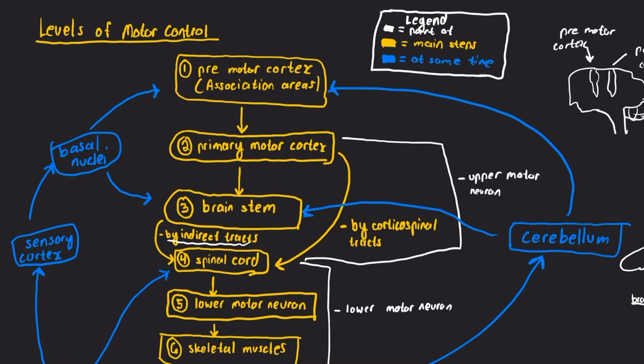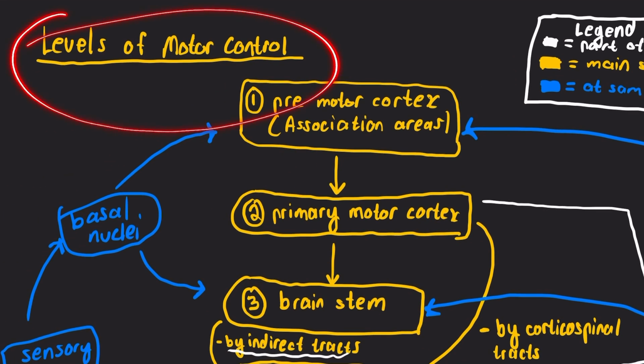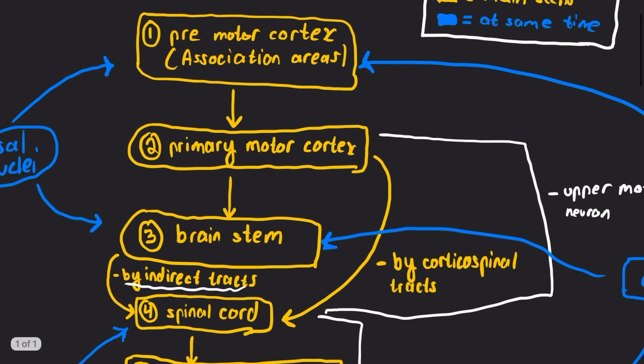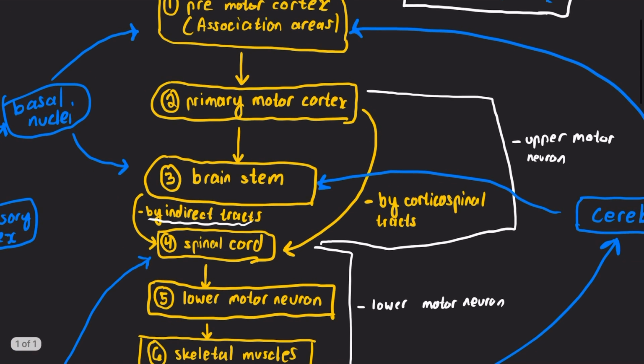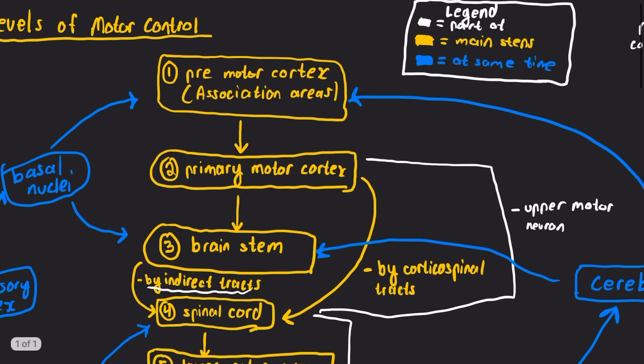Hello, class. Today we are going to look at the levels of motor control in the somatic nervous system. So, this gives a simplified analogy and diagram of how sensory information is taken in and acted upon on our skeletal muscle.